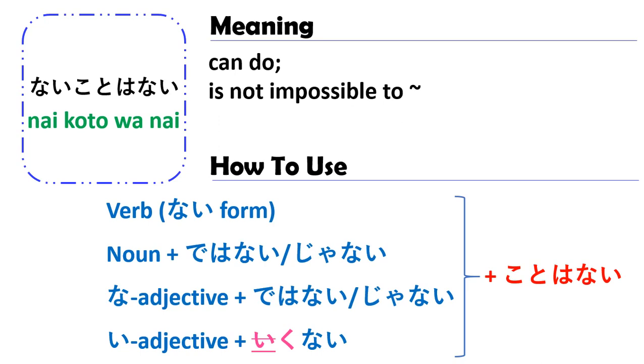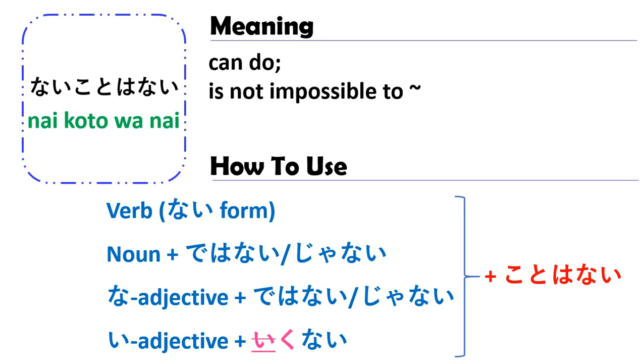But here, when you use NAIKOTO WA NAI with the verb form, you should change your verb to the nai form. And when you use the noun, you should change the noun to be dewa nai or ja nai. Dewa nai or ja nai have the same meaning, right? So after your noun, end with dewa nai or ja nai. And the na adjective is just the same. You should change your na adjective to be dewa nai or ja nai. And after that, follow it with koto wa nai.